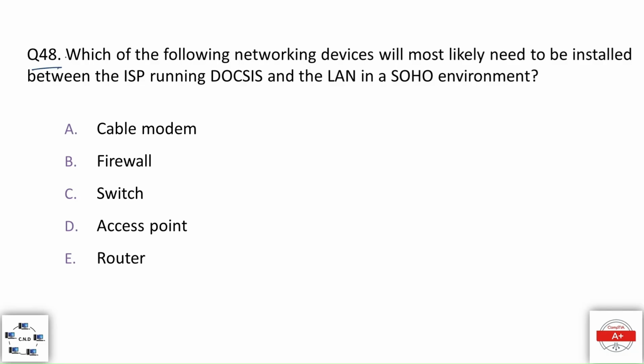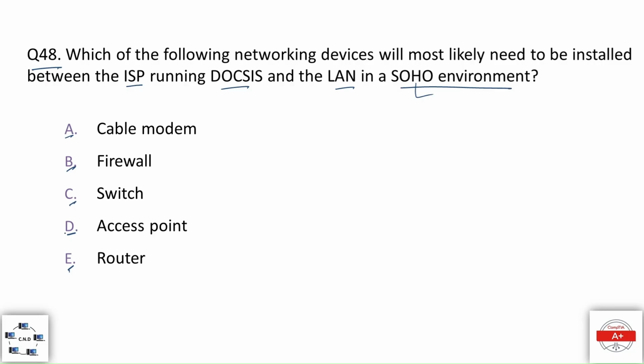Question number 48. Which of the following networking devices will most likely need to be installed between the internet service provider running DOCSIS and the LAN in a SOHO environment? SOHO is small office, home office. And the options are option A, cable modem, option B, firewall, option C, switch, option D, access router, and option E, router.